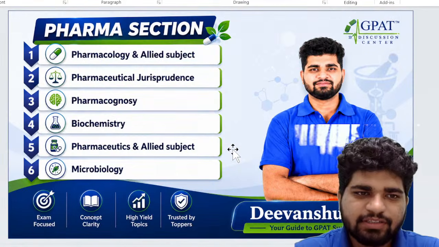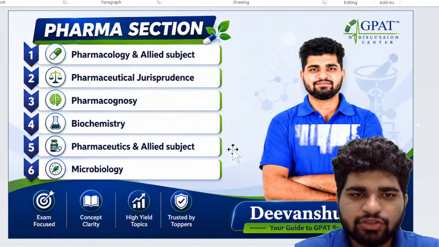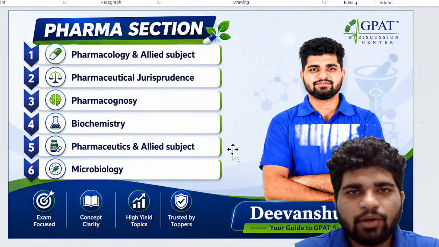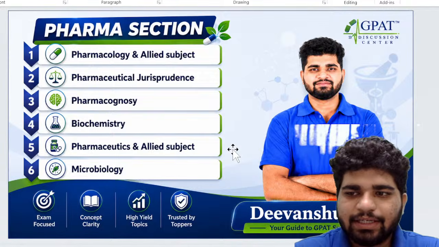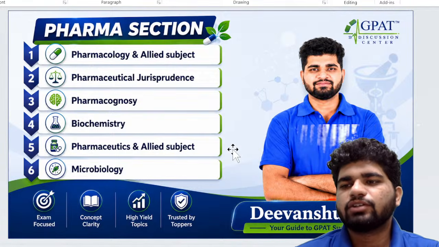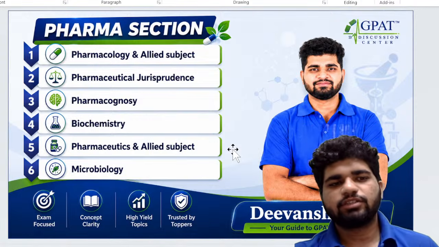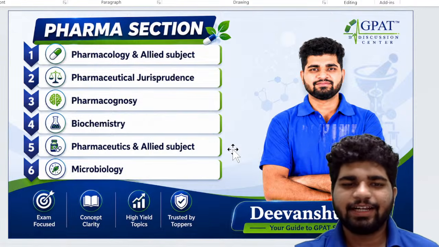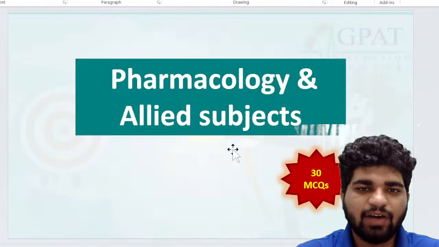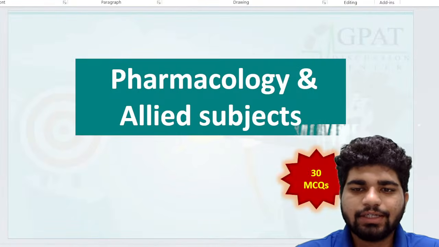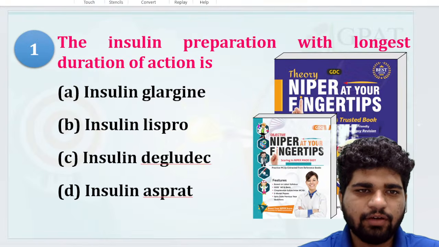For the first section that we have for you guys, that's your pharma section: pharmacology, jurisprudence, pharmacognosy, biochemistry, pharmaceutics, and microbiology. I'll be taking that one. So let's get started without any delay. Here we have the first question from pharmacology, where we have 30 MCQs for you. So let's go with the first question.